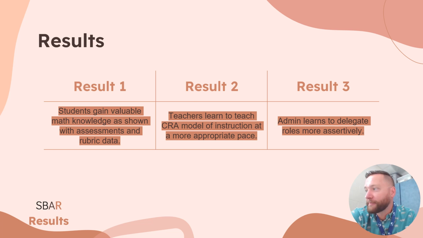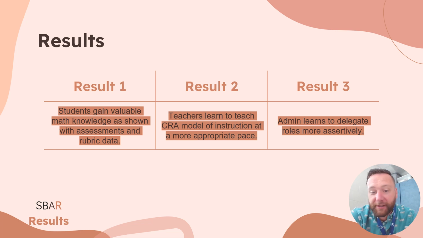Result 2: Tiffany Golf and I both learned how to better teach with the CRA model of instruction at a more appropriate pace. And I feel like we also know when to use that CRA model best now, because not all math lends itself well to it. We at least know now to use it when we're teaching the 4 basic operations of math and getting into bigger numbers, like 2-digit by 2-digit multiplication. And we're certainly going to try that with some 3-digit by 1-digit division this year too. Just when to use it, how to use it, and an appropriate time and pace to use it.